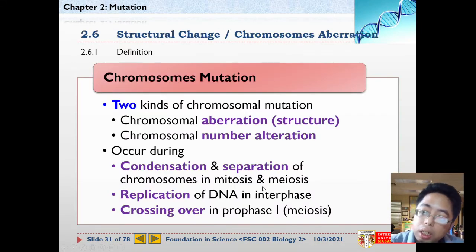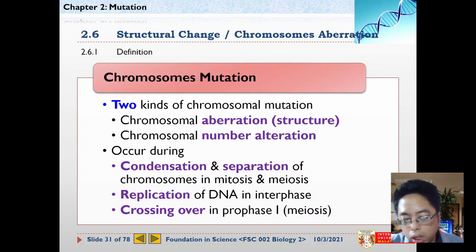So now we move to a bigger version of it, chromosomal mutation. There are two kinds. You have chromosomal aberration in structure or in number. This occurs during the condensation and the separation of chromosomes during mitosis or meiosis. Maybe it can also occur during the replication of DNA in interphase. You still remember the cell cycle, G1, S, G2 and M. Okay, maybe during the replication in interphase, there might be a little bit of error. Crossing over in prophase 1 can also make it happen.